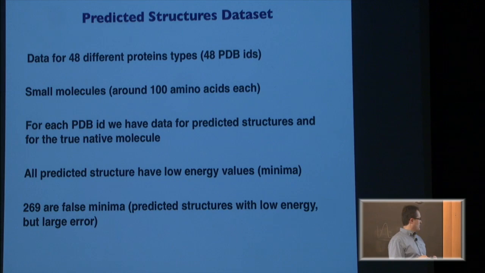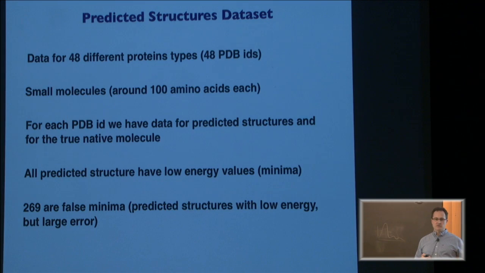No. The data set we have has more than 48 structures. For each protein, they try to predict several times. Right. So it's 43, I think. You have 43 different structures that they are trying to predict. And for each structure, they run several simulations, starting with, I guess, different initial conditions. So for each structure, for each PDB ID, they have lots of computations.